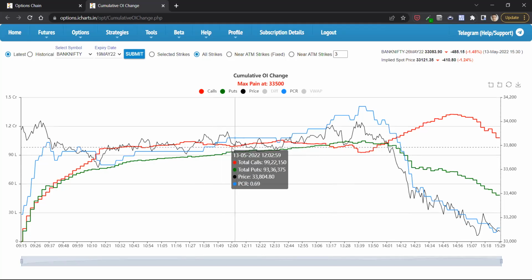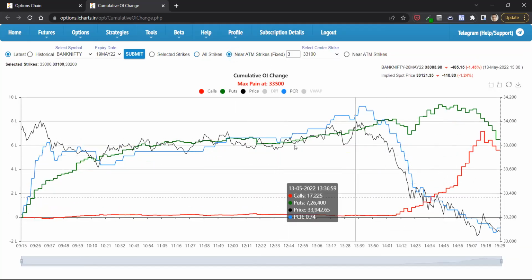So alternatively, if you want, you can just track near ATM strikes. Whatever near ATM strikes are there, you can track that. And this is going to be fixed. So the ATM strike, once you load this in the morning, whatever strikes are selected here will not change if you are using this fixed option here.